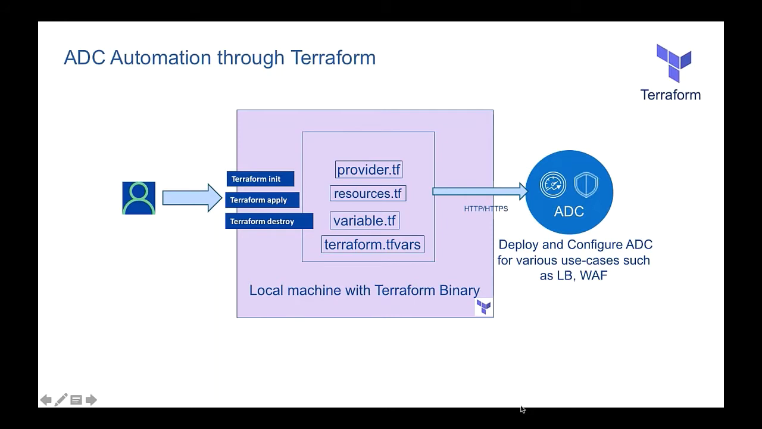In a typical Terraform setup, you will see there are different files. Provider.tf contains the target ADC details. Resources.tf contains the actual resources, the entities that you want to create in your target ADC. Variable.tf contains the different variable types. And tfvars contains the actual configuration values that you want to use for your target node. Using Terraform is very easy. There are three commands that you need to be familiar with: terraform init, terraform apply, and terraform destroy. We'll see all this in action in our upcoming demo.